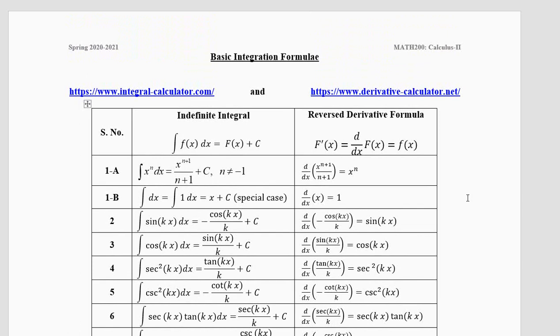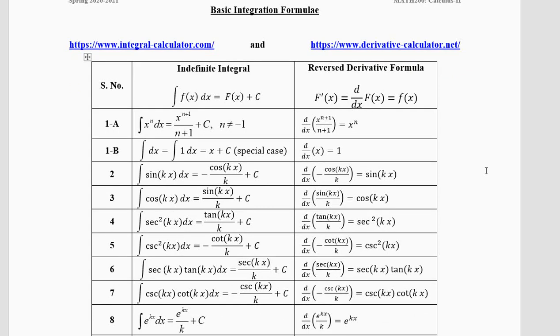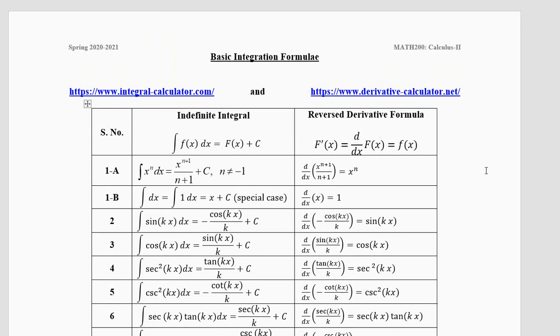Write them down 3-4 times with seeing and without seeing. Inshallah, then you'll remember them, and the course will be easy for you because we'll be needing these formulae in every class, almost every class.